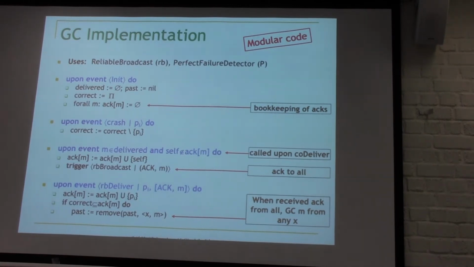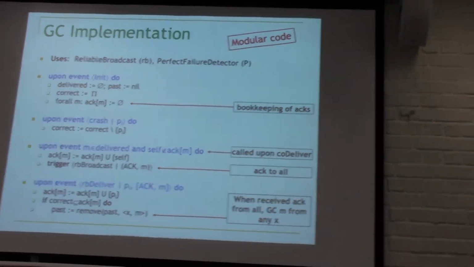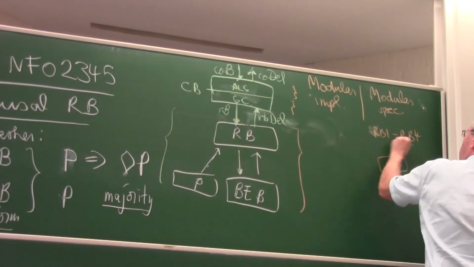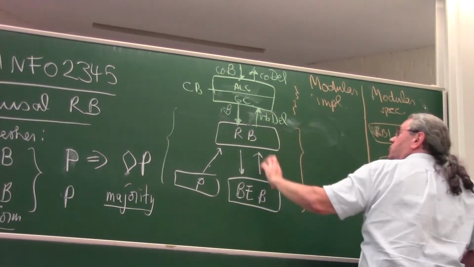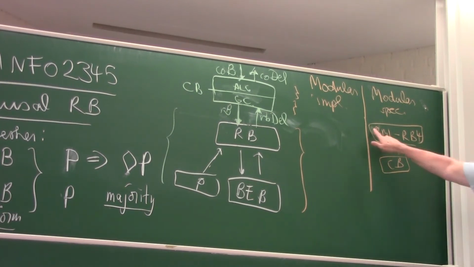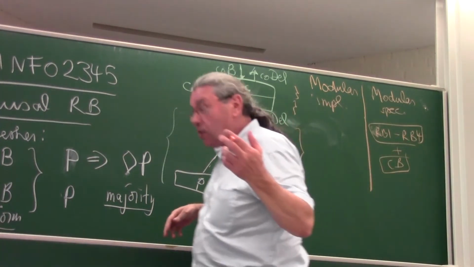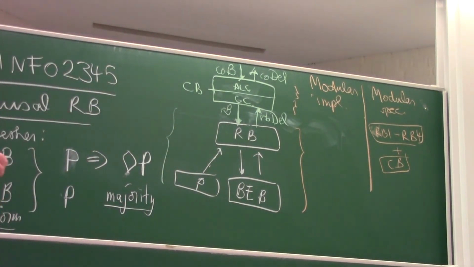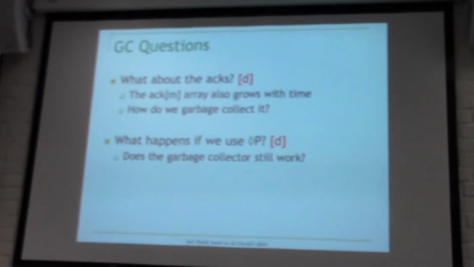But I also have a modular specification. Just want to remind you of that. RB1 to RB4 plus CB, which I just add. And here are just pieces of code I'm adding. Everything is designed so carefully that I just have to add, and the previous code is still correct. Okay? So that's the garbage collector. That will cause the past to shrink and keep it small. Okay? Still some questions though.